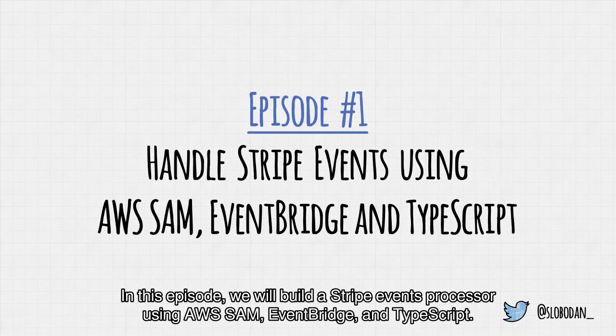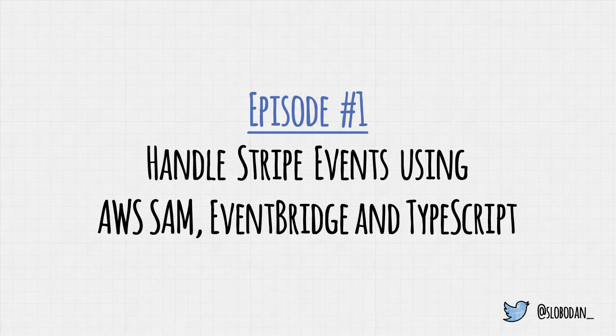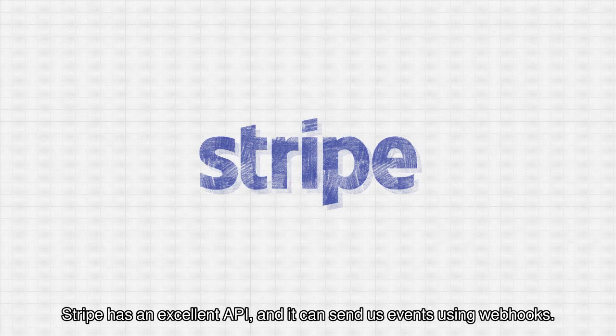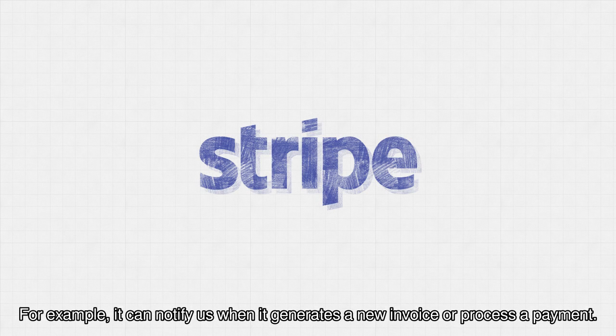In this episode, we will build a Stripe events processor using AWS SAM, EventBridge, and TypeScript. Stripe is one of the most popular payment processors. Many of us use it in our applications. Stripe has an excellent API, and it can send us events using webhooks. For example, it can notify us when it generates a new invoice or processes a payment.